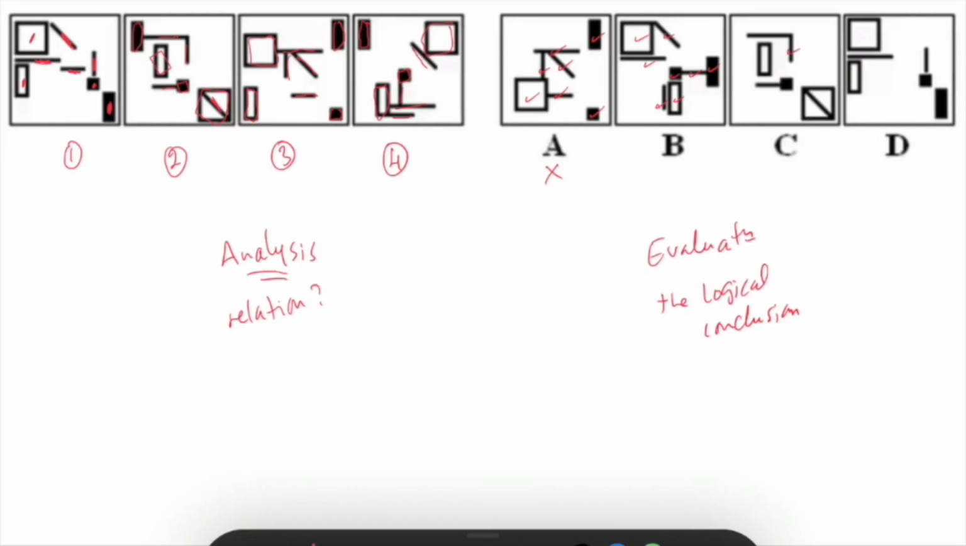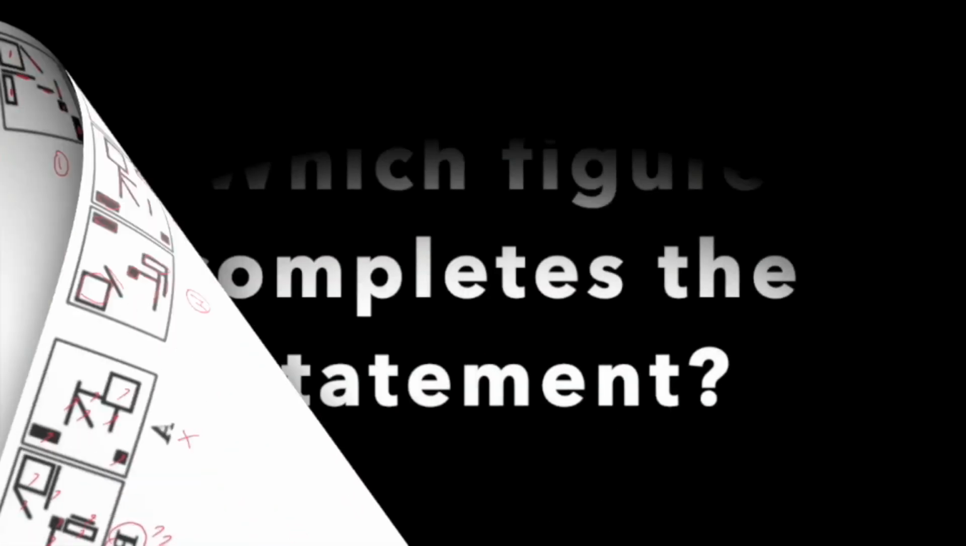C, 1, 2, 3, 4, 5, 6, 7. So I eliminate C. With D, we have 1, 2, 3, 4, 5, 6. It's 6, so I eliminate D. The right choice is obviously B.